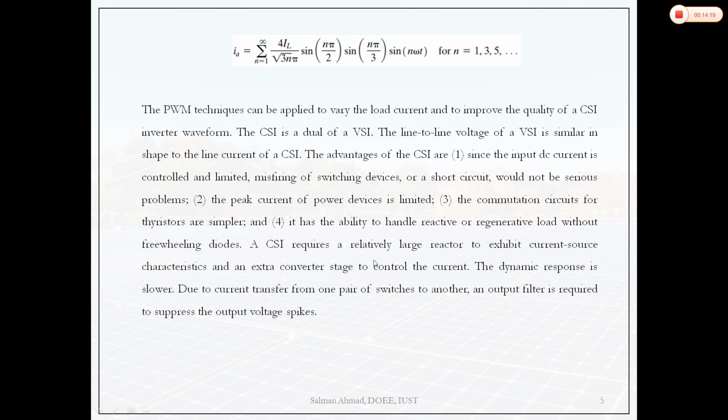A CSI requires a relatively large reactor, so this is the disadvantage part because it is requiring a large inductor to exhibit the current source characteristics and an extra converter stage to control the current. The dynamic response is slower in case of CSI. In drives application, you have to have high dynamic response. Now, due to transfer from one pair of switches to another, an input filter is required to suppress the output voltage spikes.